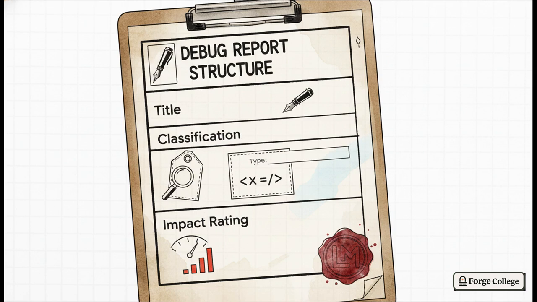You need a punchy one-line title, a clear classification using standard taxonomy, the evidence, so your code snippet and a minimal trace, and finally a preliminary impact rating of either low, medium, or high. No fluff, no long essays, just the facts.